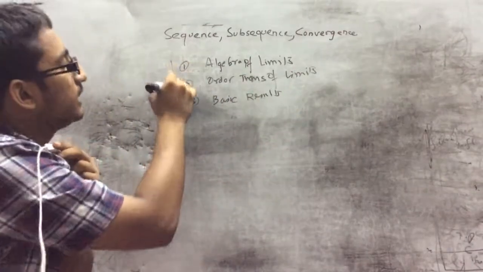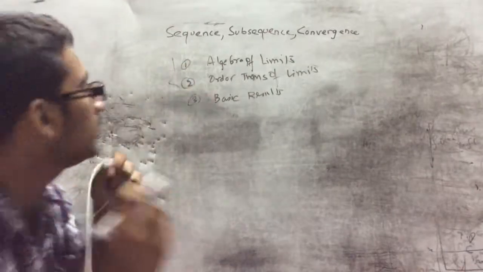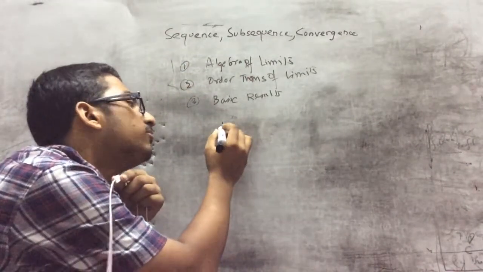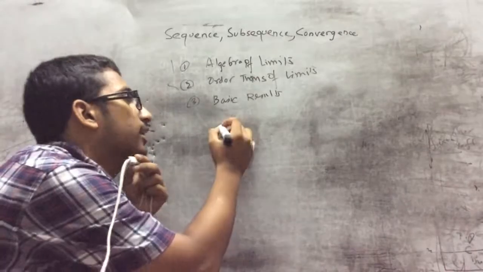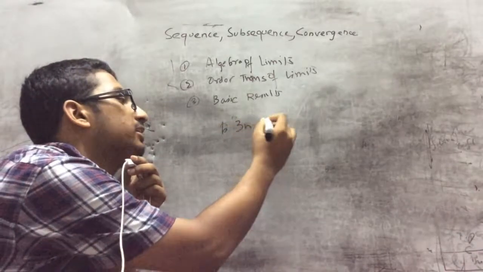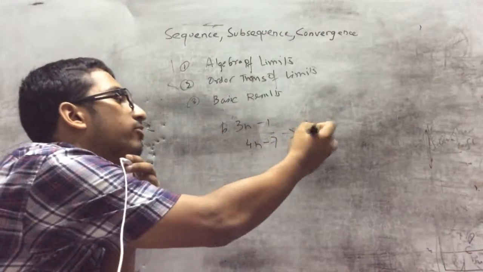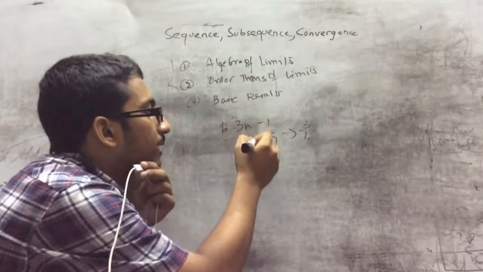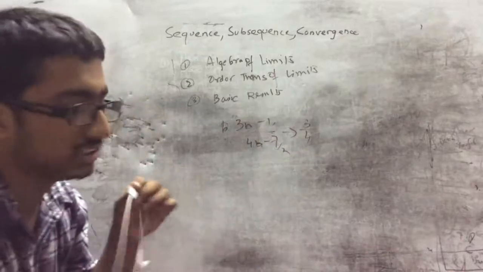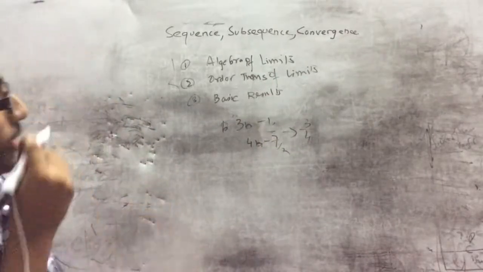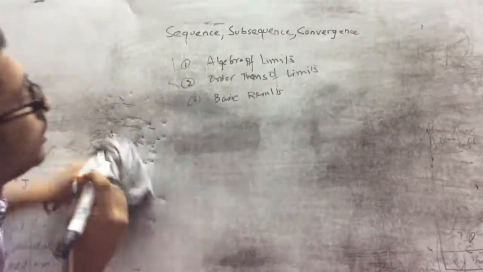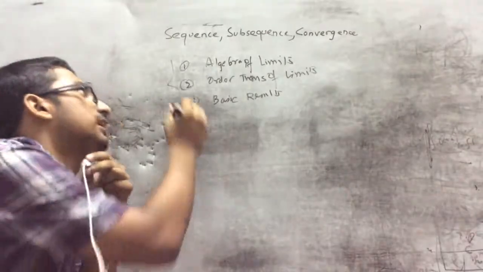Now using this and various combinations of this, we can know whether some sequences converge. I have given the example (3n minus 1) by (4n minus 7), which converges to 3 by 4 by dividing by n on both sides. That is an important step, and we will generalize it for any polynomial form. So I will state some examples.